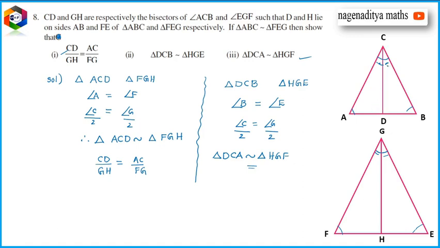This is also, this angle must also be equal to this angle. So this is angle C by 2 and this is angle G by 2, and in both triangles angle C by 2 is equal to angle G by 2.